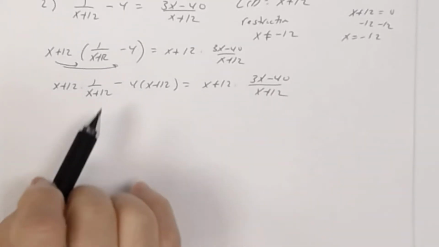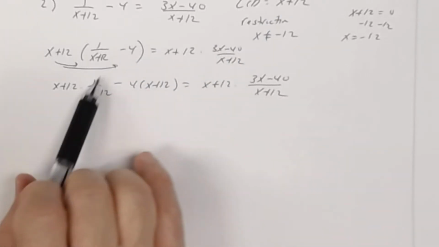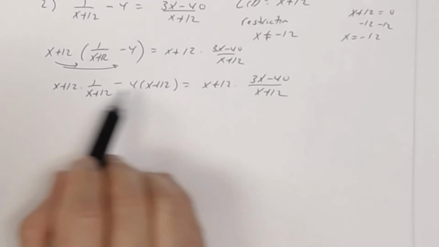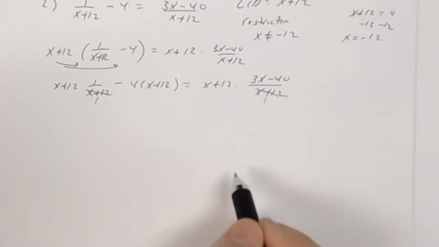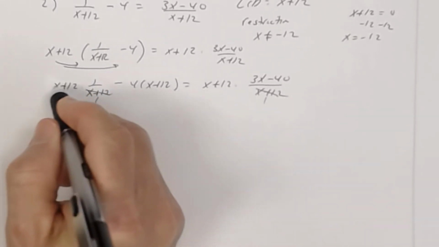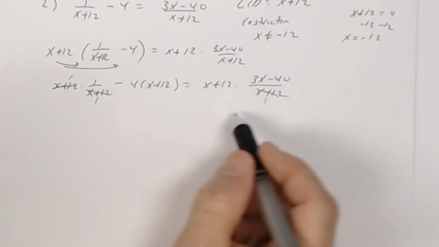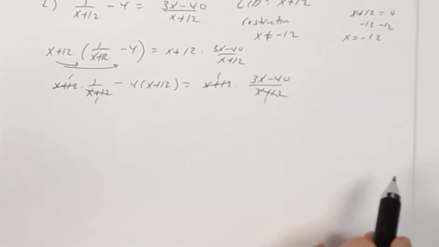Okay, now at this point, remember the whole idea, the whole reason for multiplying both sides by the least common denominator is that at this point here, these should now be factors of 1. And it is, because x plus 12 will divide to x plus 12. So x plus 12 over x plus 12 is 1. Same thing here. x plus 12 over x plus 12 is 1.